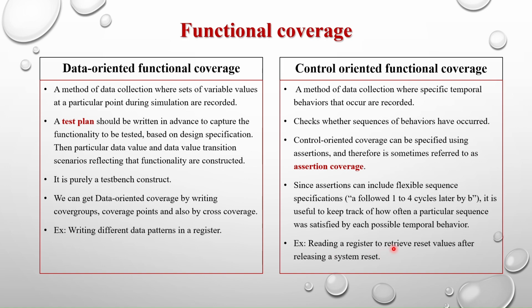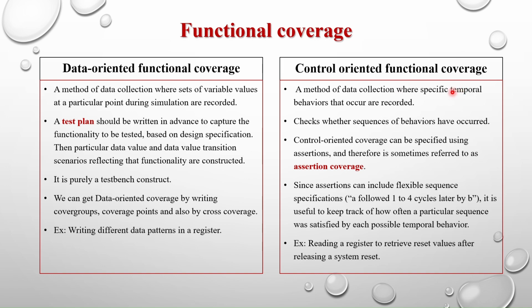And the example is reading a register to retrieve reset values after releasing a system reset. So here how is time related? After releasing a system reset is nothing but the temporal behavior, right? So we are waiting for the reset signal deassertion. So when the reset signal is deasserted, we are going to read the data from the register. So that means we want the default values. So after releasing the reset, we are going to collect the data of the register. So this is the example for control oriented functional coverage.